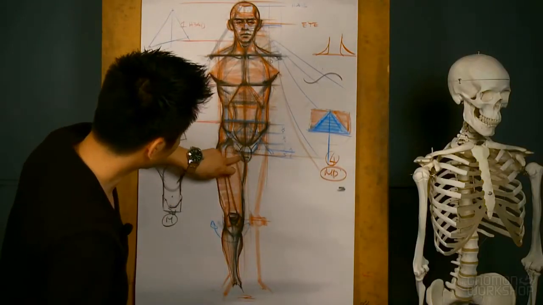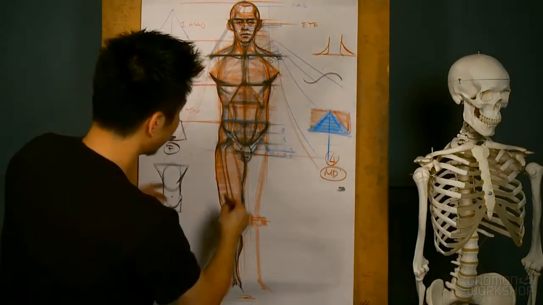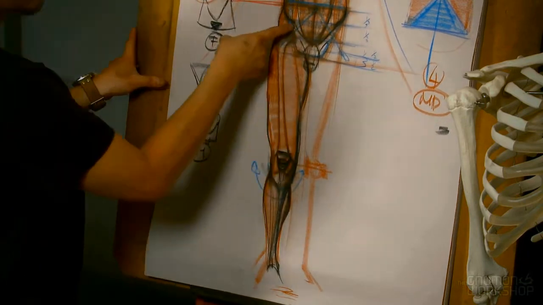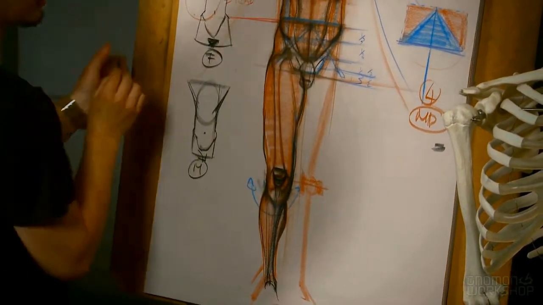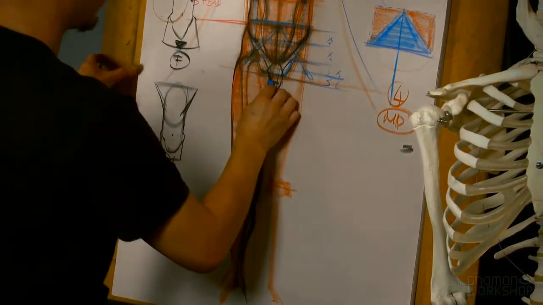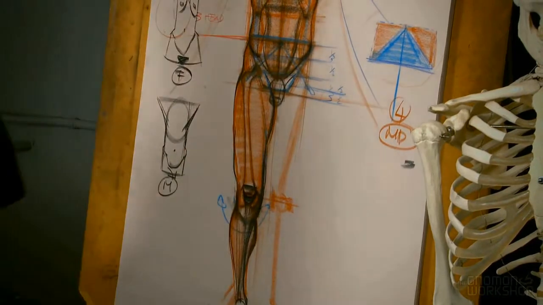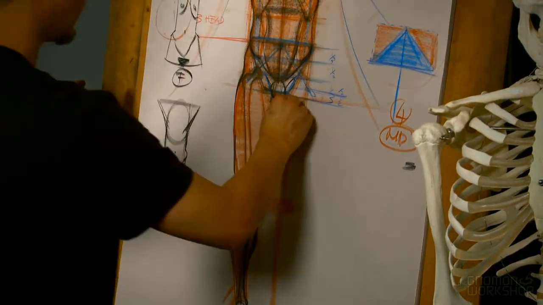You're going to get a pinch where the adductor muscle goes right beside the crotch. You're going to get that pinch. That pinch points towards the iliac crest, right? This point right here points to this point right there. And we finish the other side.